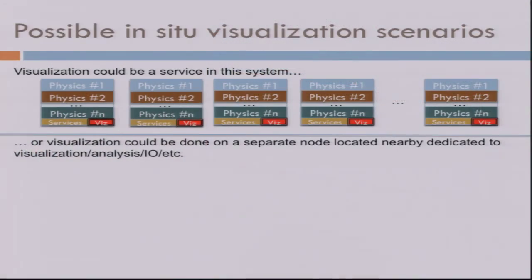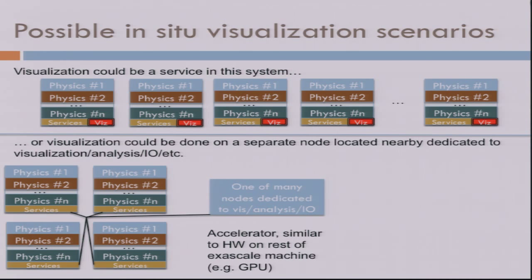Or visualization can be done on a separate node. So in this case, we would still have the notion that we'd have many physics packages running, but the services would be used to actually take data that people are interested in and send it to one of the many nodes dedicated to visualization and analysis. That would certainly be better from our perspective because we wouldn't have to worry about contaminating their simulation code, but there's a power cost associated with doing that.